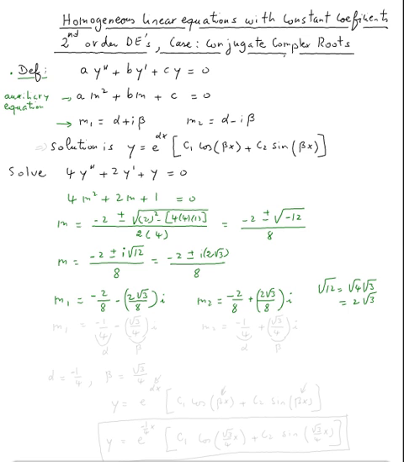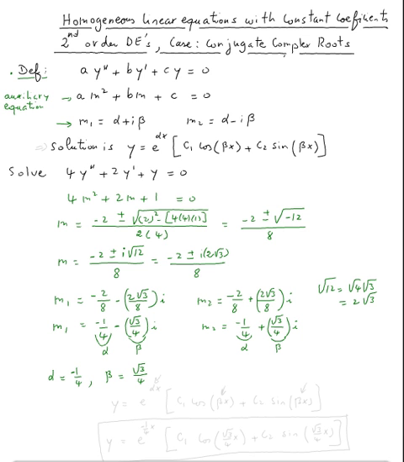Now let's simplify it more. So m1 is equal to minus 2 over 8, which is negative 1 over 4, minus, simplifying the 2, square root of 3 over 4 i. And same thing here, m2 is equal to negative 1 over 4 plus square root of 3 over 4 i. So now just by looking at m1 and m2, you can tell this is my alpha and this is my beta, right? So now I know my alpha is equal to negative 1 over 4. My beta is equal to square root of 3 over 4. That's all I need.